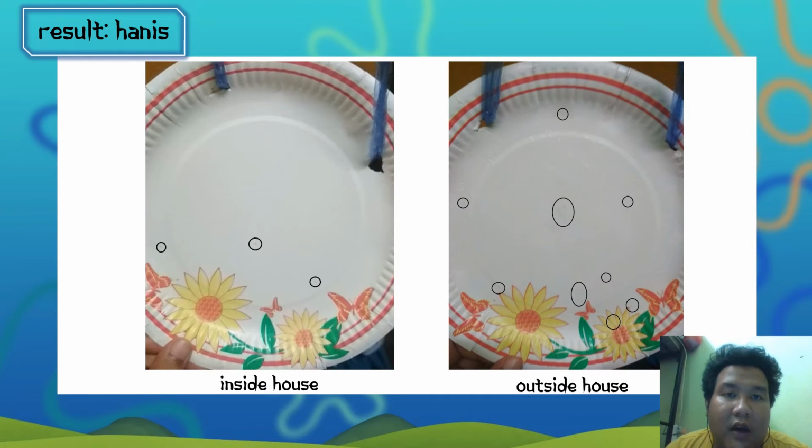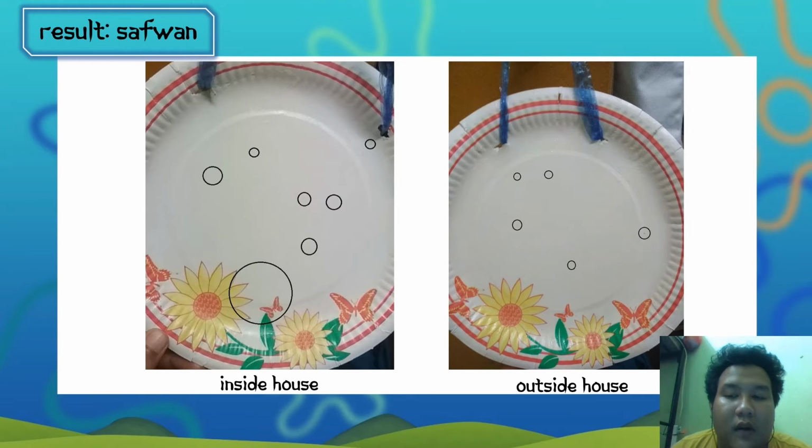Assalamualaikum. My name is Ahmad Hanis, and this is Hanis's inside and outside house result. There is more dust outside compared to inside. And this is Safwan's result. There is more dust inside the house compared to outside.